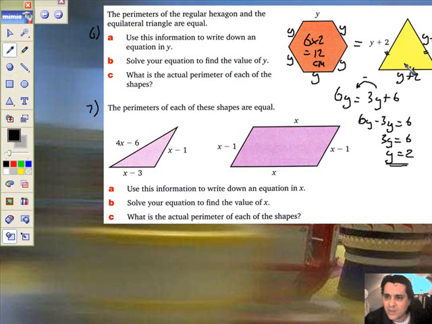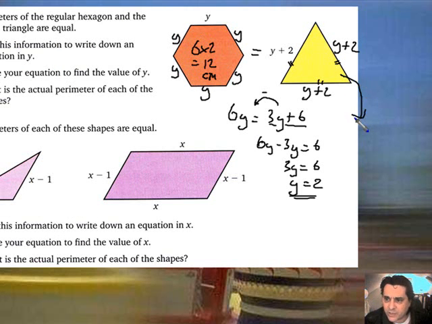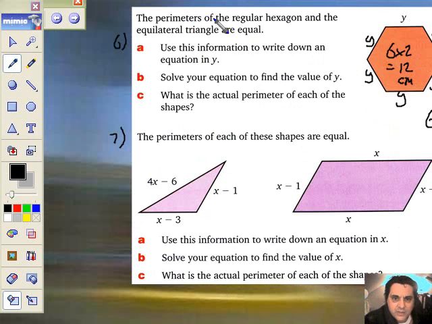Here the perimeter is 3y plus 6, so I'm just going to work down here. I've got 3 times 2, then add 6. Well, that's 6 plus 6, isn't it? And altogether I've got a perimeter of 12.